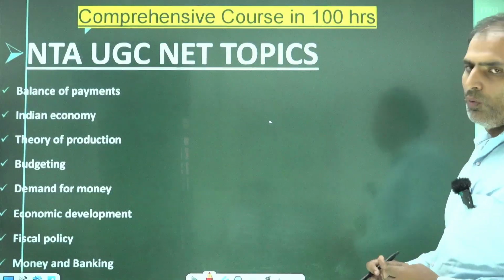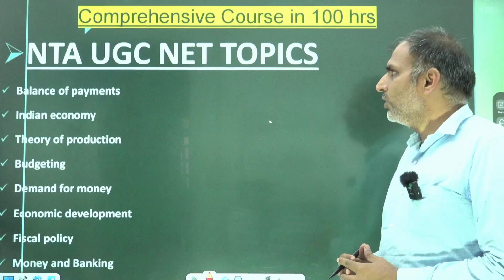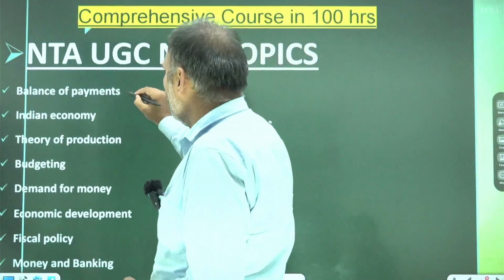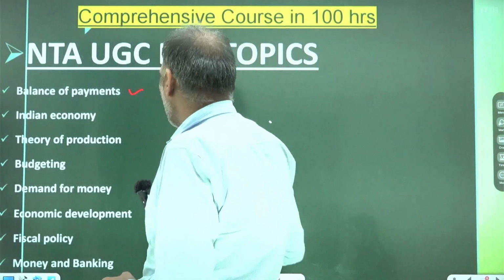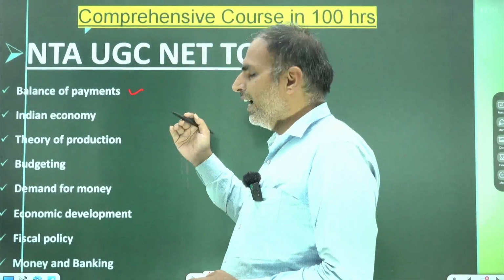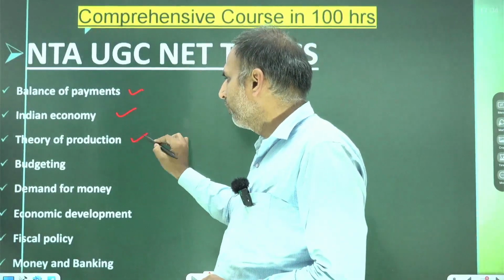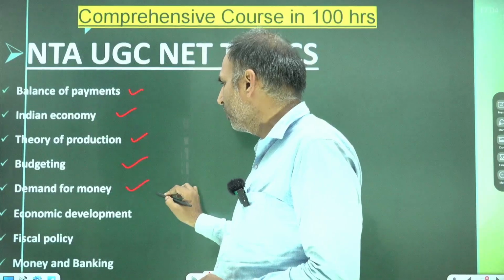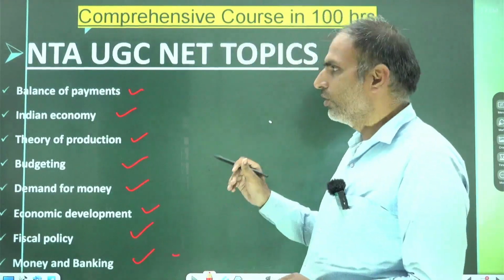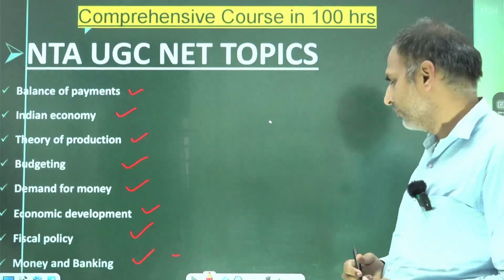Now we are talking about our 100-hour course in NTA UGC NET topics. These are our topics: balance of payments. We are talking about the balance of payments, the export and import with the rest of the world, Indian economy, theory of production, budgeting system, demand for money, economic development, fiscal policy, and money and banking. We have to discuss these NTA UGC NET topics in our 100-hour class program.